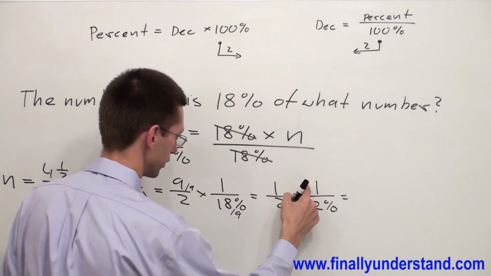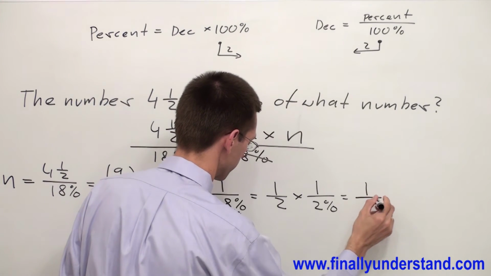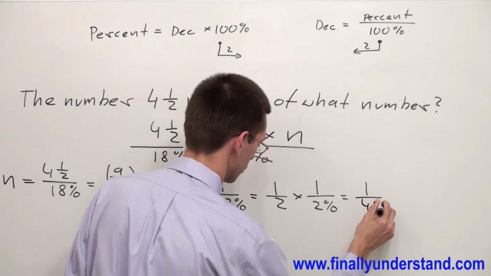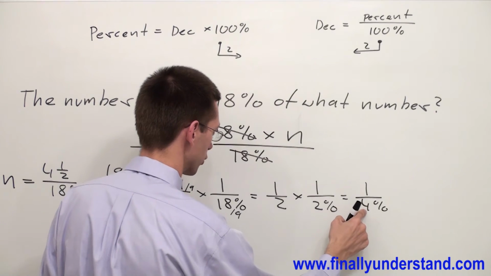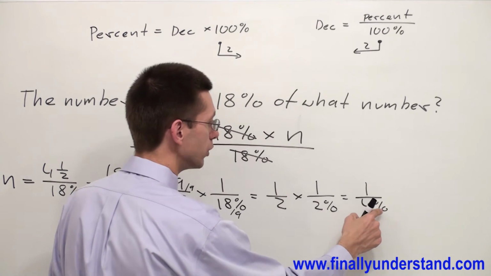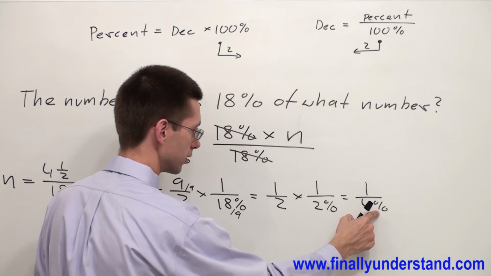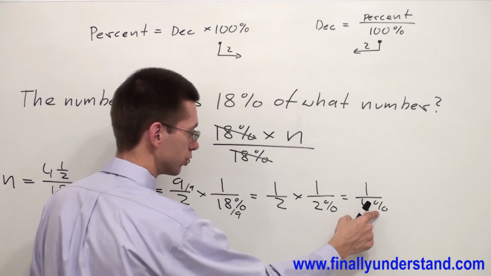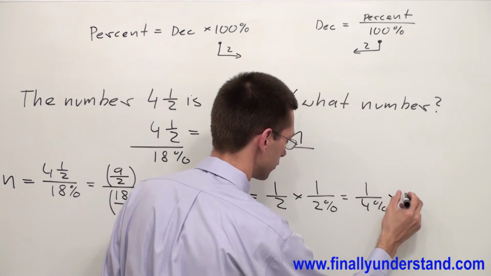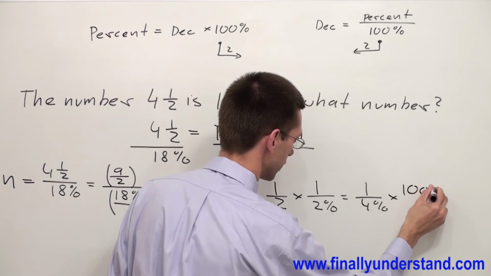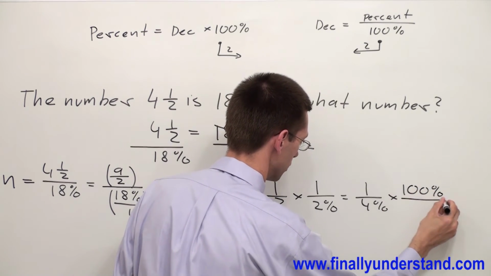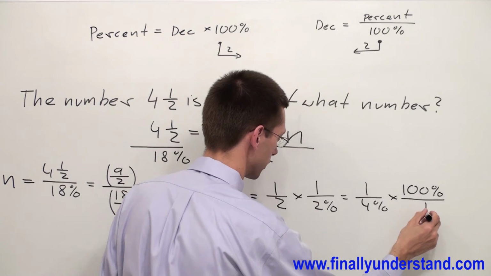The numerator has to be multiplied by the numerator, so I have 1 over 4% because 2 times 2 is 4%. Remember, we don't like to have percents in the denominator. In order to eliminate the percent from the denominator, I have to multiply the whole fraction by 100%. I'm going to multiply by 100% over 1.